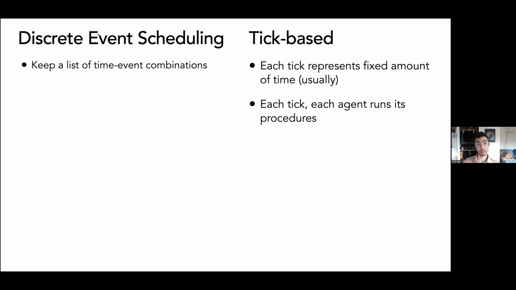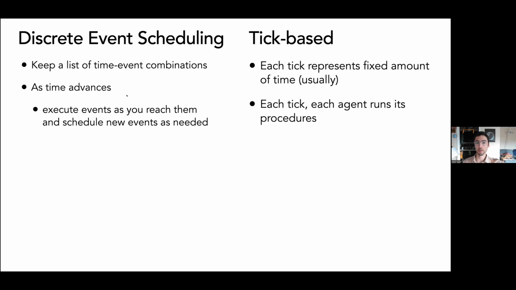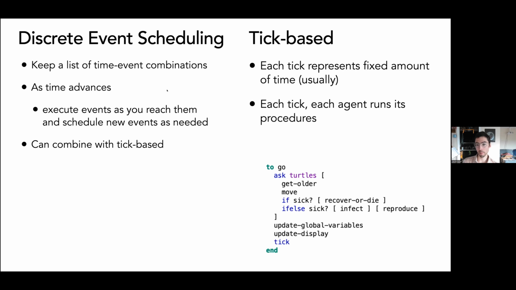In contrast, discrete event scheduling keeps a list of these time event combinations. And then as time advances, it executes each event as it reaches them, and also schedules new events as needed. This can be combined with tick-based scheduling, so you can have a model that uses both. If some events only happen rarely, you might want to schedule them using a discrete event scheduler. And if some events happen every tick, you can just use normal tick-based. That's what happens in this virus model.